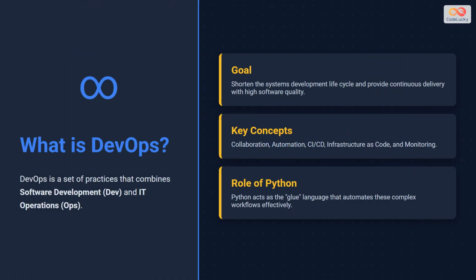Before diving into Python specifics, let's clarify what DevOps actually is. It is the practice of combining software development and IT operations to shorten the development lifecycle. The goal is continuous delivery and high software quality. Key concepts include collaboration, automation, and infrastructure as code, all of which rely heavily on efficient tooling.